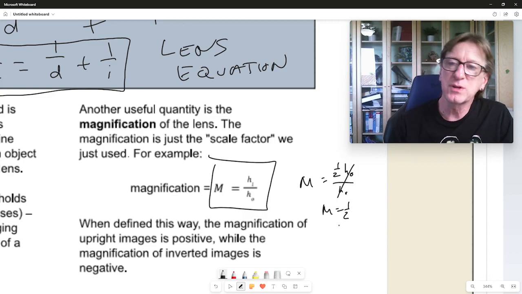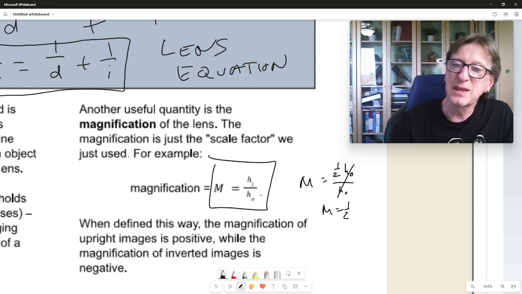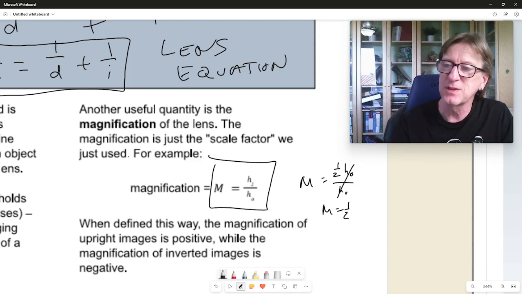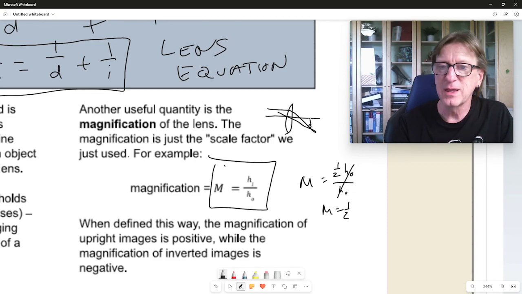The last thing we want to talk about is whether it is inverted or reversed. Well, remember, is the image upright or inverted? If the image is inverted, like the case we had with the converging lens, you remember that this worked out to be where my image distance here we said was negative. So what that means is if I put a negative sign here, then I'm going to get a negative.